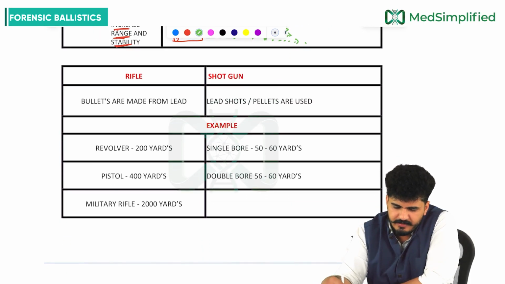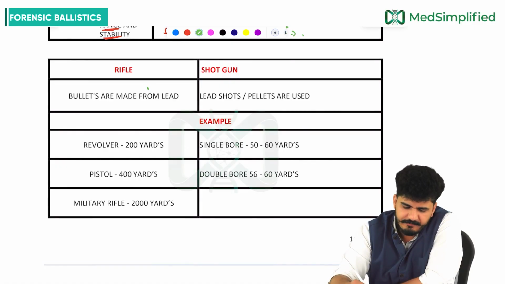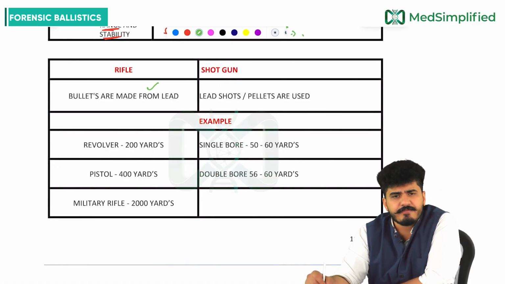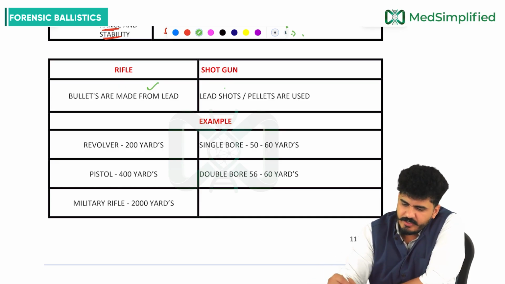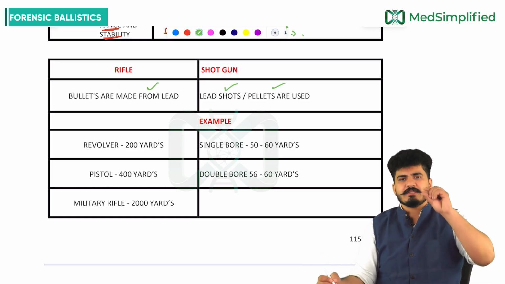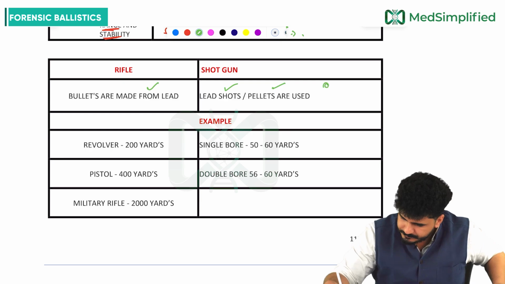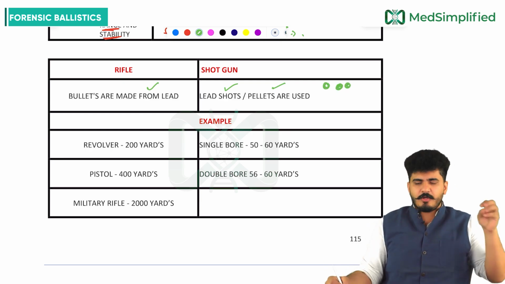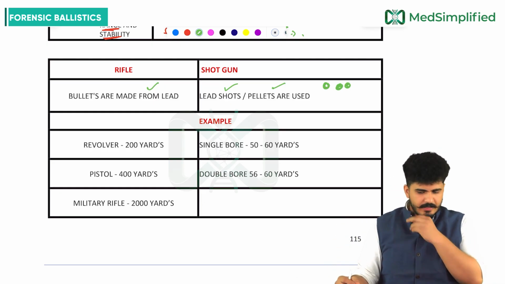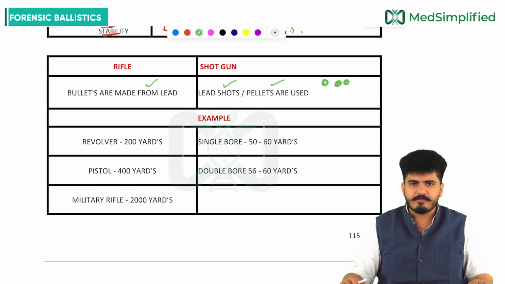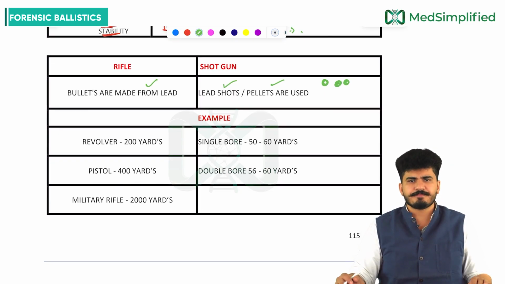Secondly, rifle bullets are made from lead. But if I compare this with the shotgun, lead pellets are used. Lead shots, small and round. We fit small pellets inside the cartridge. We'll be learning about that also. Other than that, range we have talked about, and again we'll talk here.